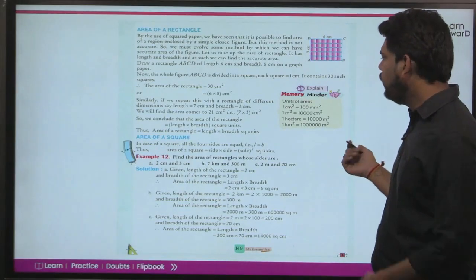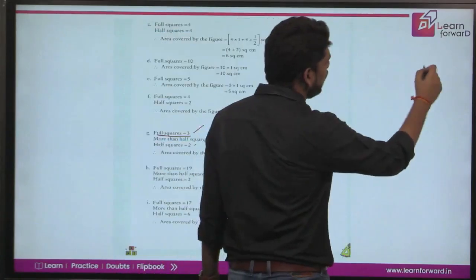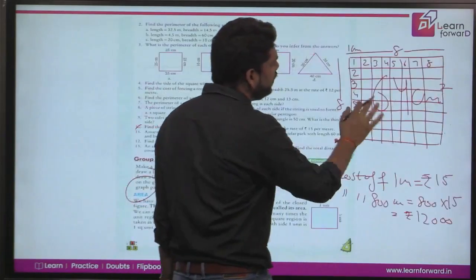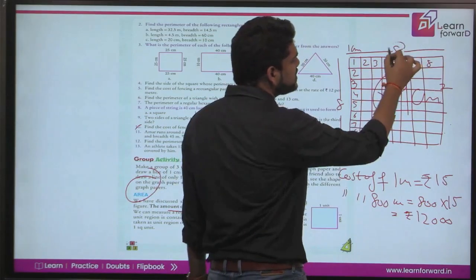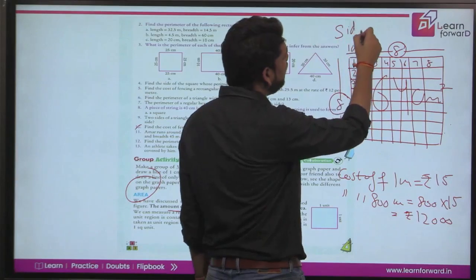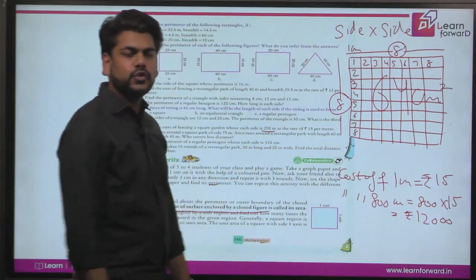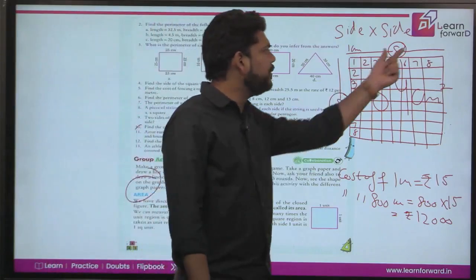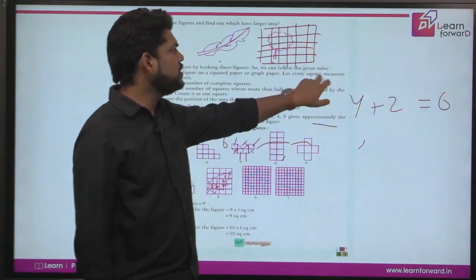Area of rectangle. Okay. Area of rectangle. I have already told you about the square. What happened in the square part? Let me tell you. What I have done to calculate the area of this particular chessboard is side multiplied by side. So the area of square is side multiplied by side. Just write it down. The area of square, how do we calculate it fast? 8 multiplied by 8. The answer is 64. The area of square is side into side.